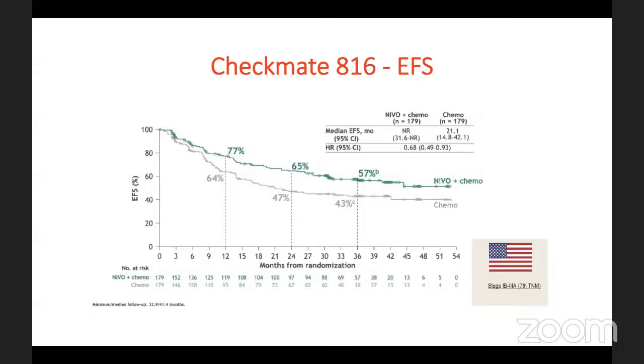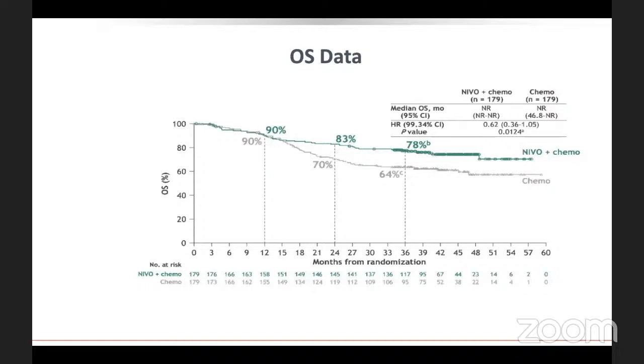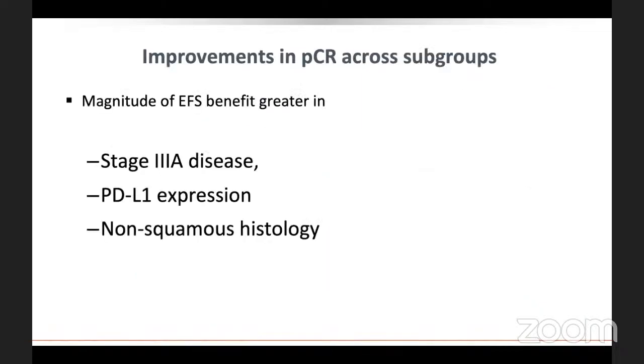And also this translated into significant improvement of event-free survival, which was not reached in the nivolumab plus chemotherapy arm versus 21 months in the chemotherapy arm. Similarly, overall survival data, both the arms did not reach the median overall survival at the last time of reporting. However, the nivolumab arm had significant superiority in terms of overall survival also.